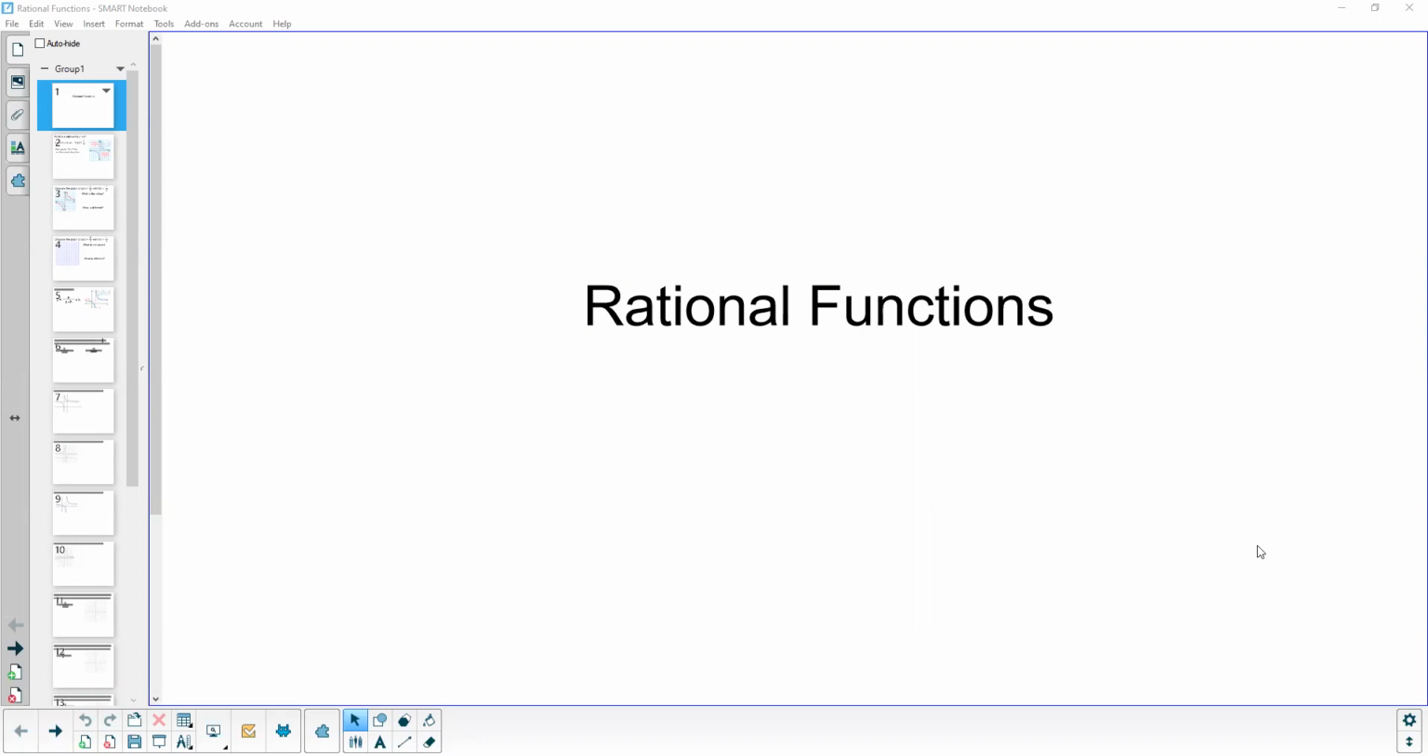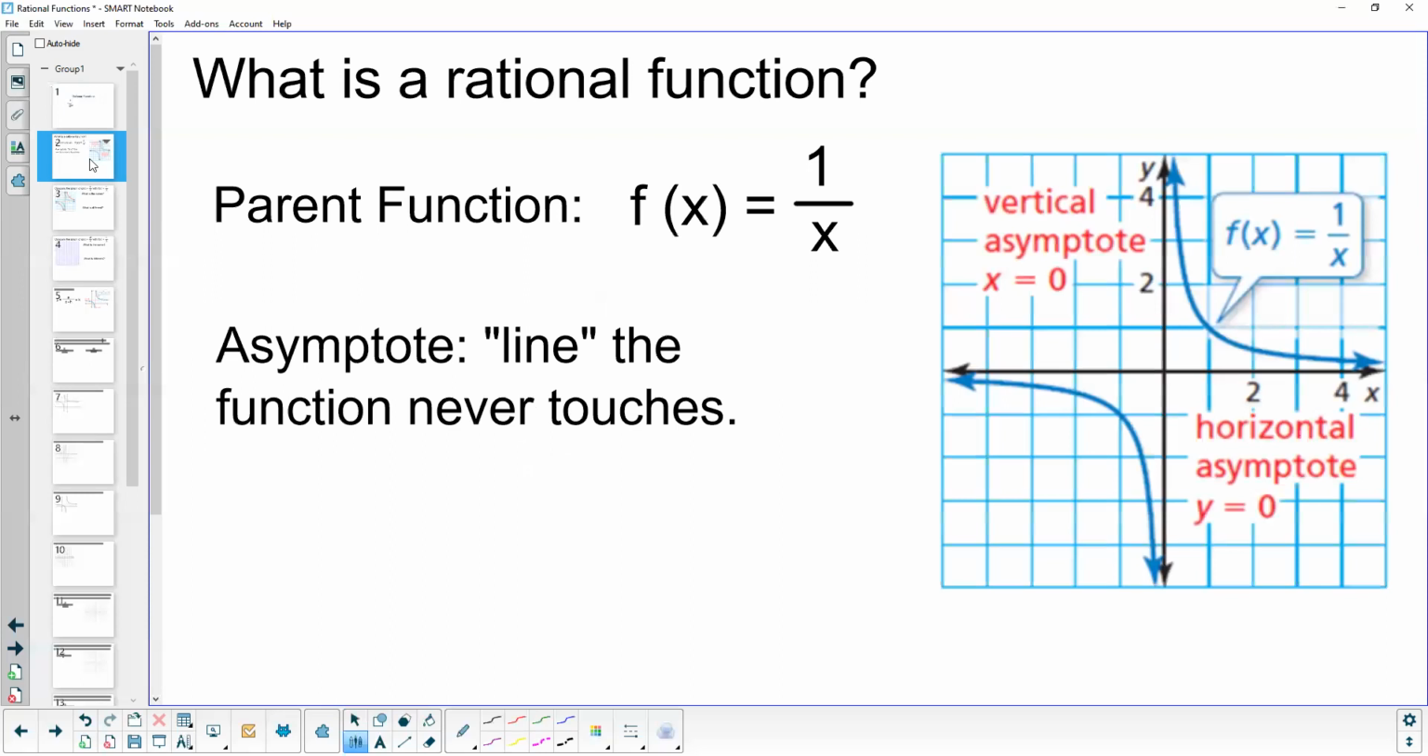Well, a rational function is something that has an x value in the denominator of a fraction. So a rational number, remember, is one that can be written as a fraction. So it might be like 1/2. So all of these functions are going to be rational, meaning they're in the form of a fraction, but our x value is going to be on the bottom. So this is the parent function.